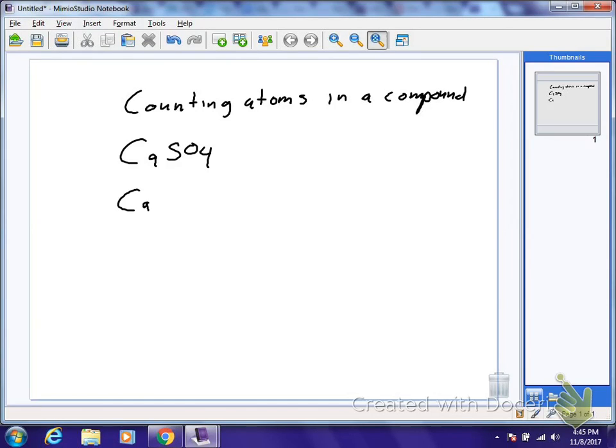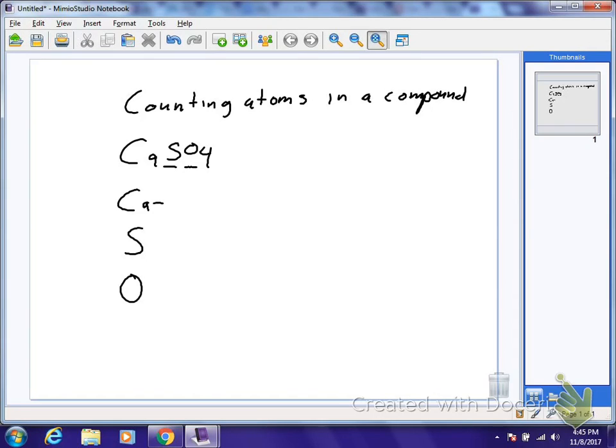Ca is a symbol off the periodic table. S is a symbol, but not S and O together, because S is sulfur and O is oxygen. So we would separate them out when we're counting the atoms. So there's O, which would be oxygen.